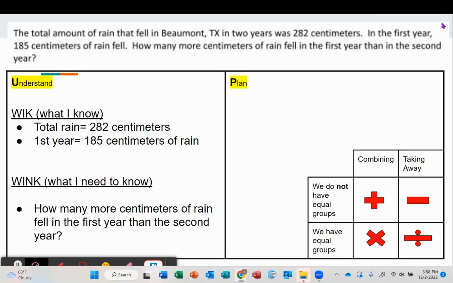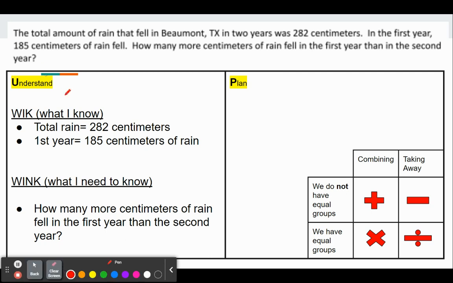All right, let's go into our word problem for today. I'm actually going to X my face out for this. Our word problem says: The total amount of rain that fell in Beaumont, Texas in 2 years was 282 centimeters. In the first year, 185 centimeters of rain fell. How many more centimeters of rain fell in the first year than in the second year? So let's go over the U part of our UPS check, our WIK, what I know. What I know is the total amount of rain that fell in Beaumont, Texas in 2 years was 282 centimeters.